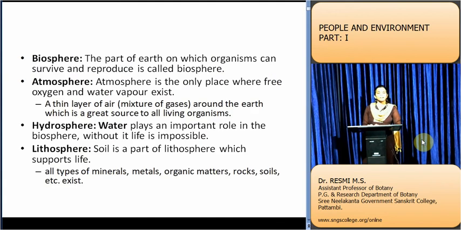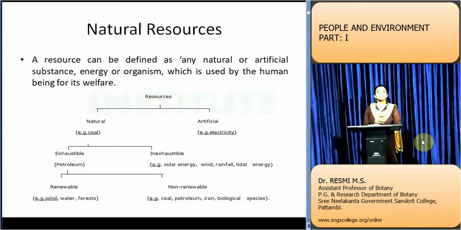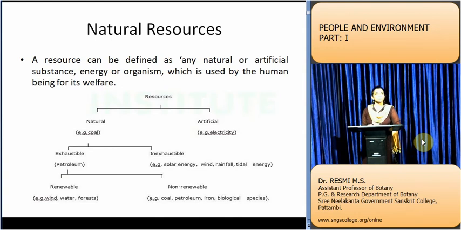So, the first part I have already mentioned, which comes under the environment, that is natural and non-natural resources. So, what is a resource? A resource can be defined as any natural or artificial substance, energy or organism which is used by human beings for its welfare. So, resources can be divided into 2 main categories, natural resources as well as artificial resources.